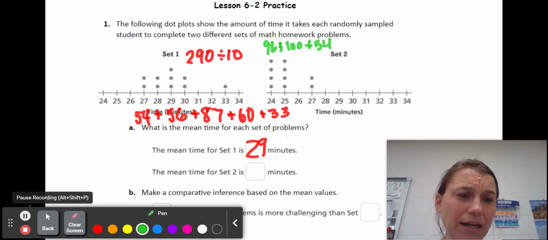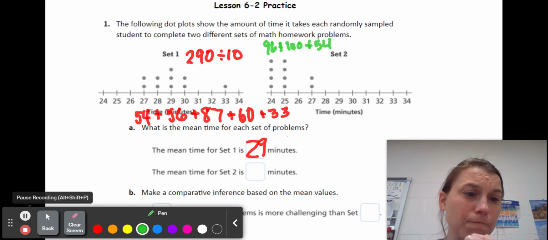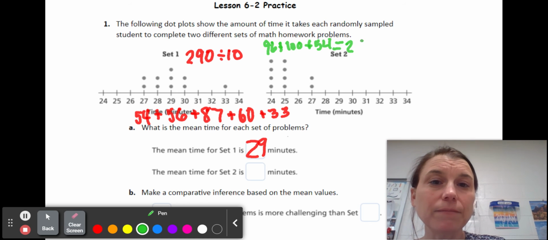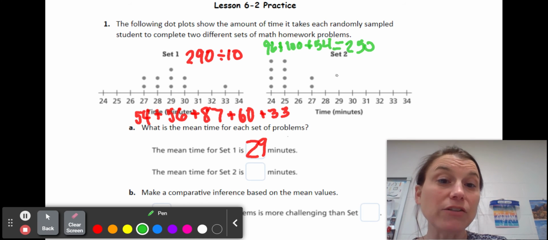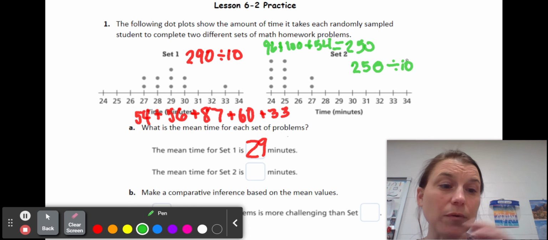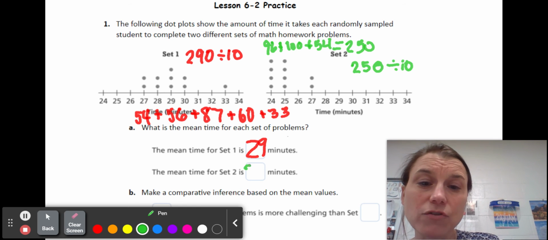So I had 24 four times, I had 25 four times, and I had 27 two times. That gave me a total of 250. There are, again, 10 numbers, so I'm going to take 250 and divide it by 10 to find the mean, because the mean is when you add them all up and divide by the number of numbers, so 25.